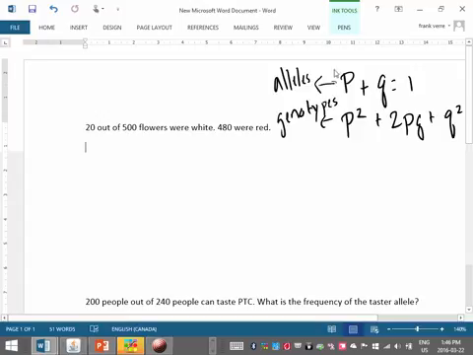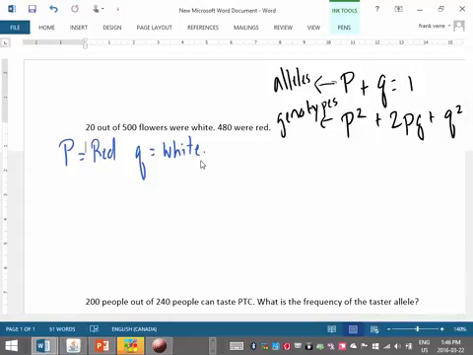Let's change the color. Okay, so which one's dominant? Because usually we say the P is the dominant allele, so we're going to say the P is the red one, and the Q is the white one. Okay? So far, so good. And we know that the red and white have to add up to 100%. And we already know what the answer is. We know it's 80%, 20%.